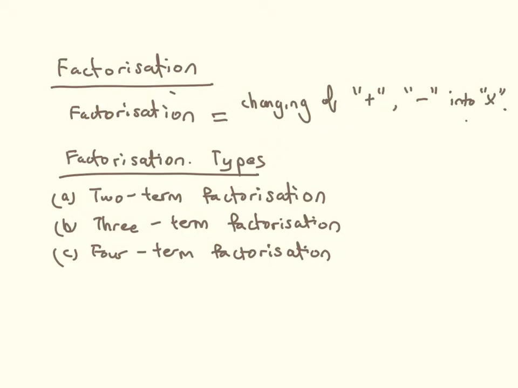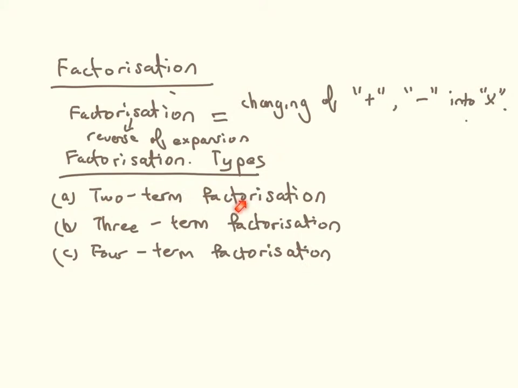So, what is the difference? What is the relationship between factorization and expansion? That's right. Factorization is actually the reverse of expansion. Now, today we are going to learn about the types of factorization. I divided into three categories: the two-term factorization, the three-term factorization, and the four-term factorization.